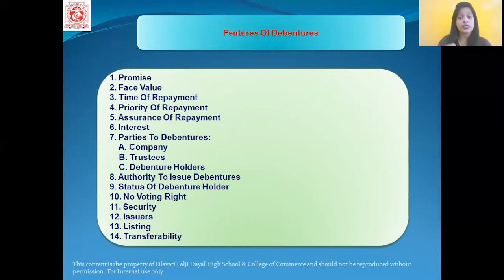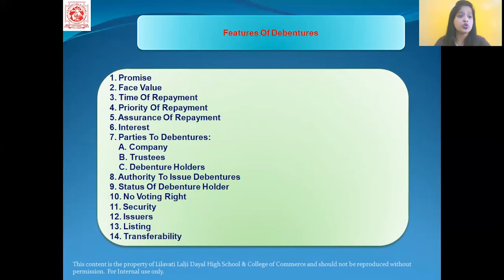Next point, students, is authority to issue debentures. The board of directors have the authority to issue debentures. Next, status of debenture holders. The debenture holders are termed as the creditors of the company. They are given the status of creditors. Next one is no voting right. Debenture holders do not carry any voting right.